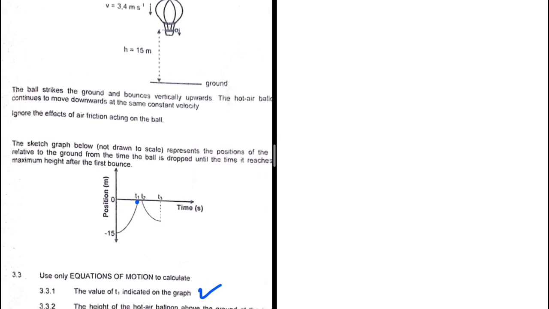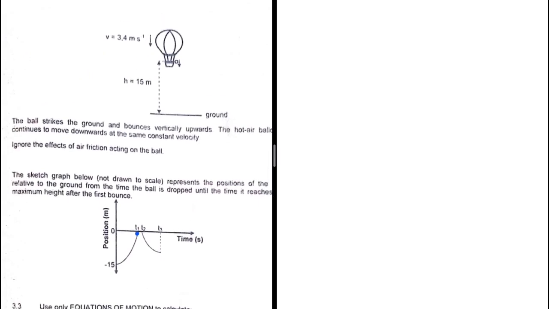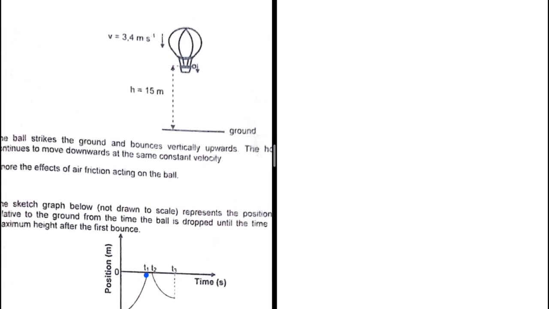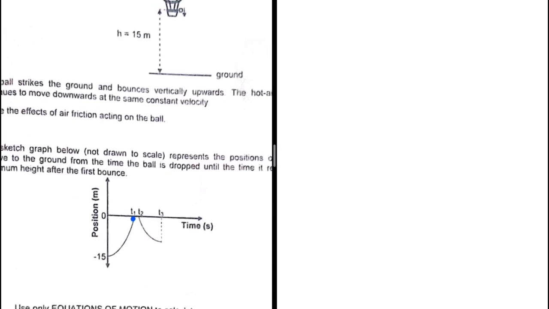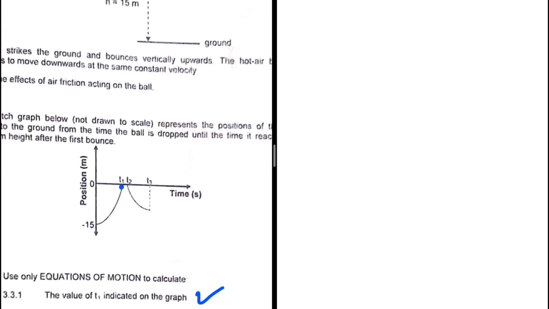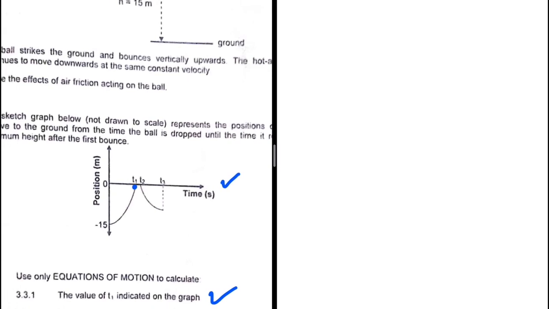Use only equations of motion to calculate the value of T1 indicated on the graph. Well, what is happening here? We have a hot air balloon which is moving downwards with a velocity of 3.4 meters per second. Well, a constant velocity of 3.4 meters per second. And what happens is that a ball is dropped with an initial velocity of 0 meters per second, and then it strikes the ground and bounces off the ground. And here, this position-time graph is for the motion of the ball. And what we're supposed to do is to calculate the value of t1 indicated on the graph.